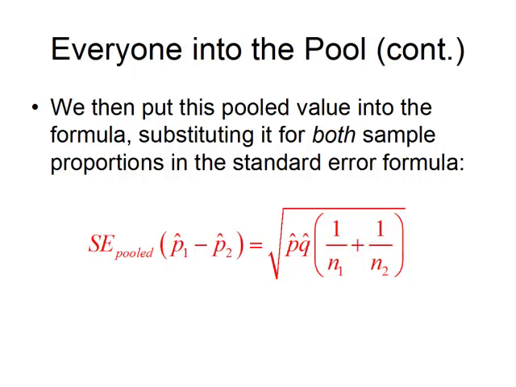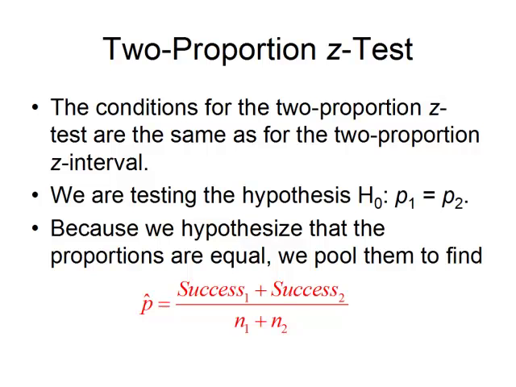We then put this pooled value into the formula, substituting it for both sample proportions in the standard error formula. So the standard error of p hat 1 minus p hat 2 is equal to the square root of p hat q hat times 1 over n1 plus 1 over n2. The conditions for the two proportion z-test are the same as the two proportion z-interval. We are testing the hypothesis that the null is p1 equals p2. Because we hypothesize that the proportions are equal, we pool them to find p hat.